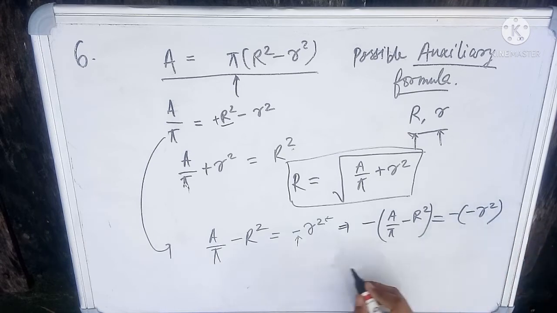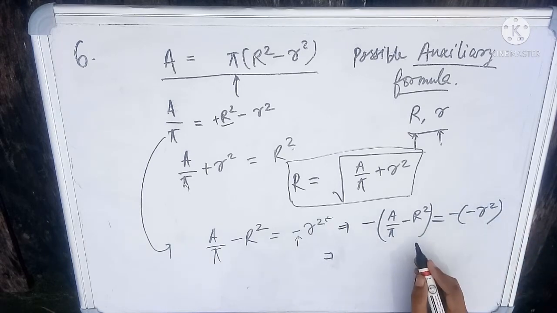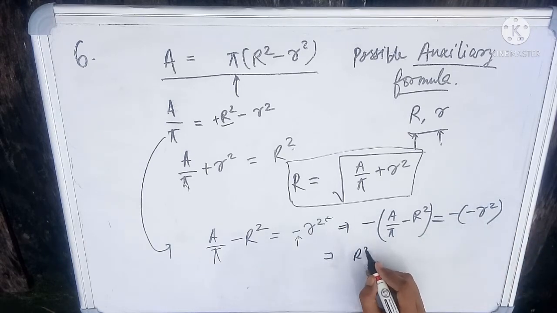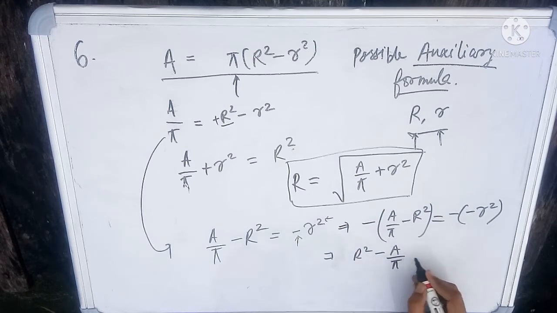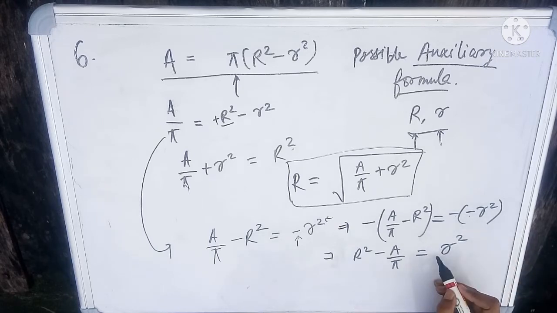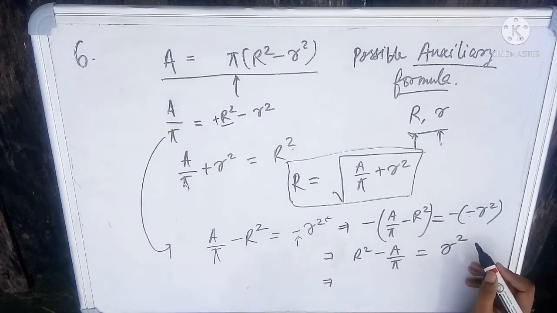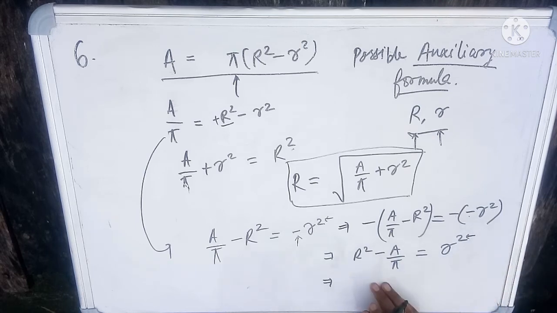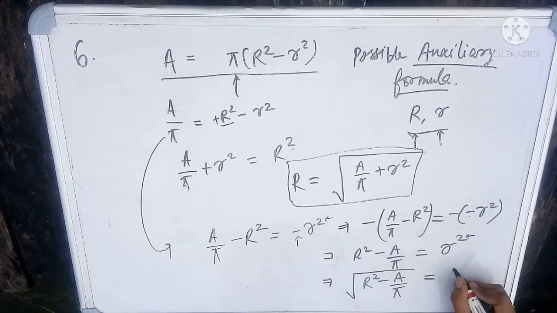So after calculating this, we get capital R square minus a divided by pi is equal to small r square, because if you multiply the negative signs, you will get positive here. Now we have to remove this square, and we can do that by taking the square root on the other side, and it will be square root of capital R square minus a divided by pi is equal to r. So here we have got both the formulas.